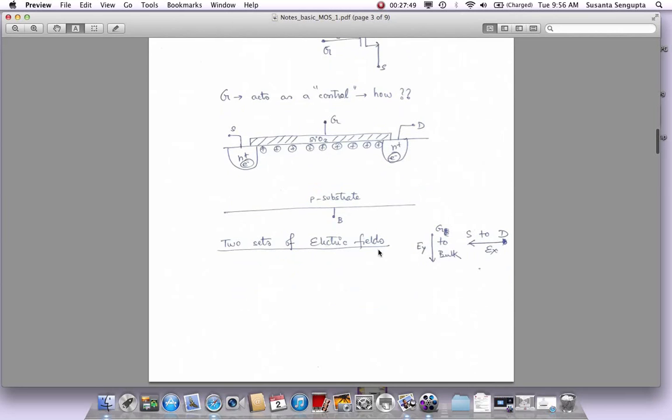The way I will use this nomenclature, some textbooks use different values, but let's just use this to be consistent in this lecture. EY is an electric field which is applied from gate to bulk, or gate to substrate, and it's pointing down from the gate all the way to the substrate. Why is this electric field important? Because if we apply a voltage between gate and substrate, it will create an electric field. This is an insulator. It is not carrying current, but it always has an electric field through it.